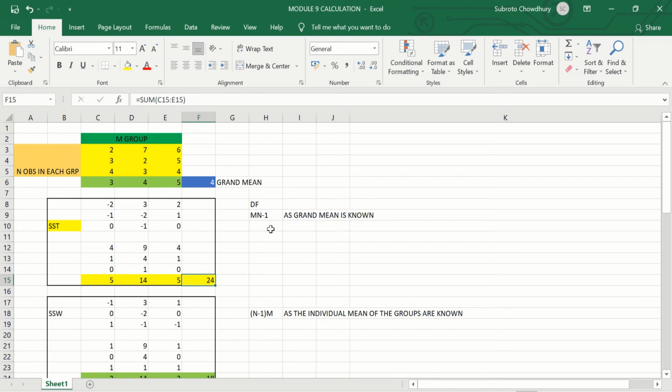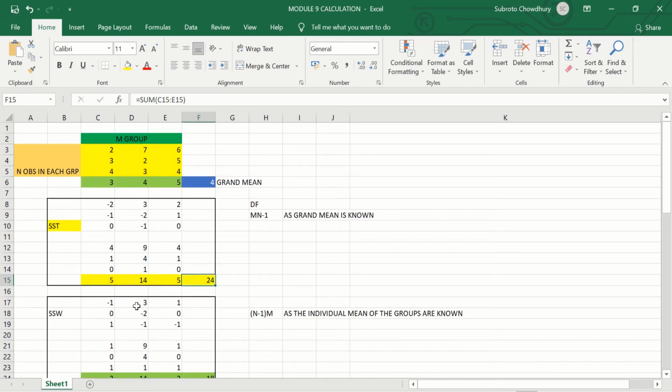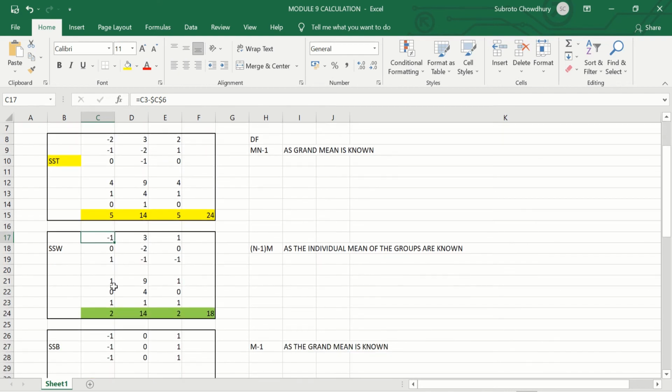Then we have calculated within group variation by taking SSW. We know how to calculate it, right? We have taken the group mean and subtracted it from the individual observations within the group. So in this case, the individual observation is subtracted from its own group mean. Then we have squared the terms and added them up, and what we got is the sum of squares within the group.